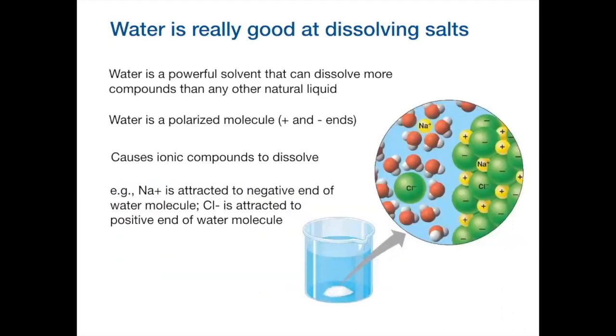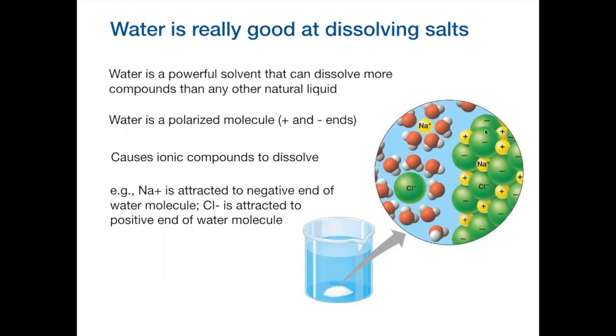So why are these salts dissolved in water? Well, water is a very powerful solvent. It's the most powerful of all the natural liquids that dissolve compounds. And the reason for this is that water is what's known as a polarized molecule. So water is this sort of Mickey Mouse shaped molecule here. We have a large oxygen atom, which has a negative charge, and we have 2 smaller hydrogen atoms that have a positive charge. So we end up with one end that has a negative charge, and then another end opposite that has a net positive charge.